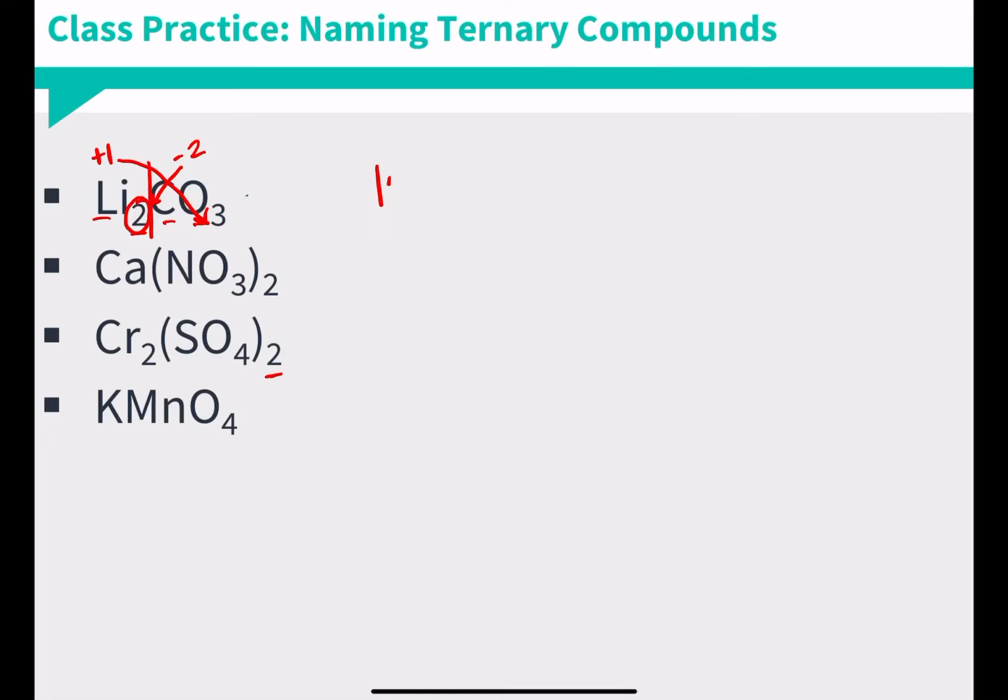So we are simply going to name this lithium carbonate. Notice that I didn't change the ending, didn't change the name. On these polyatomic ions, you name them as they are, okay? You don't have to change the name on them. Let's look at the next one.